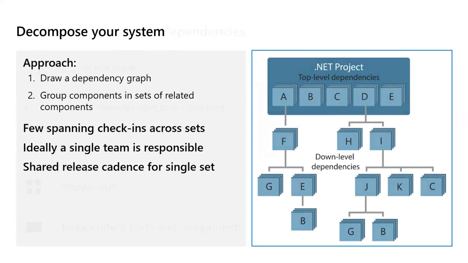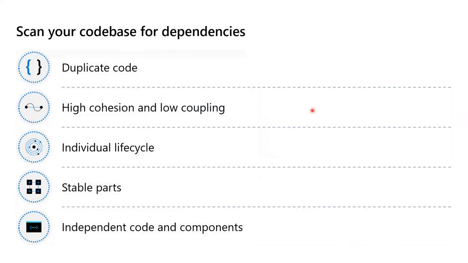Actually, we can integrate this with the source scanners we covered in the previous module. You can score your code base for dependencies. For example, you can identify duplicated code, high cohesion and low coupling, individual life cycle, stable parts, independent code, and components.